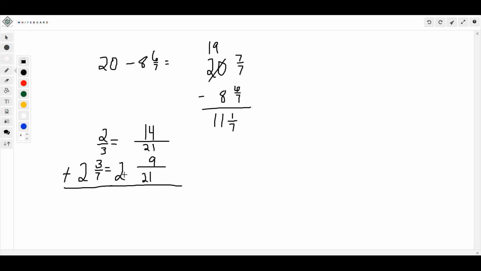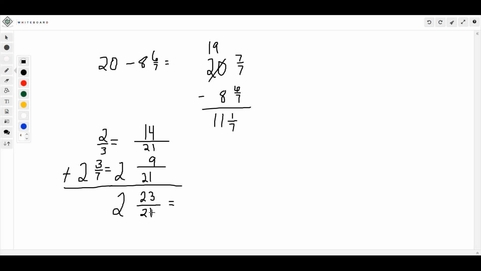So 2 plus 0 is 2, so our whole number is 2. And then we're going to add our numerators. 14 and 9 gives us 23. Our denominator stays the same, but this fraction is improper. Okay, so here's what we're going to do. Now you notice we already have a 2. We already have a whole 2.